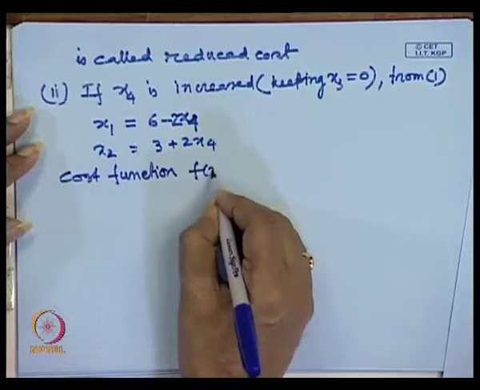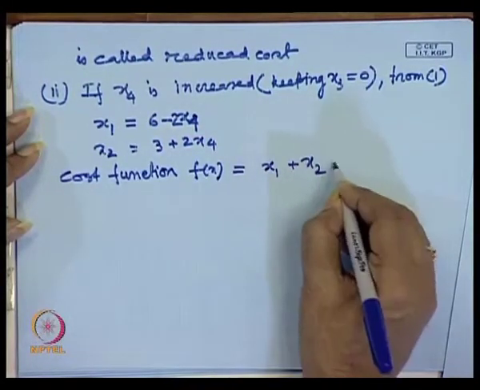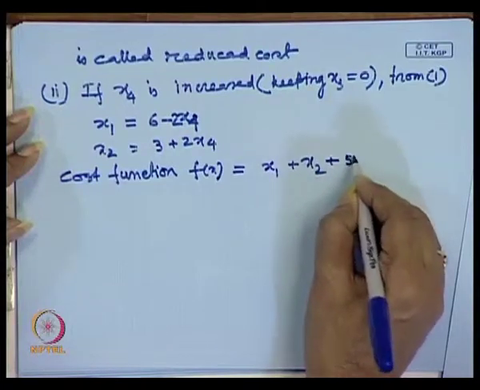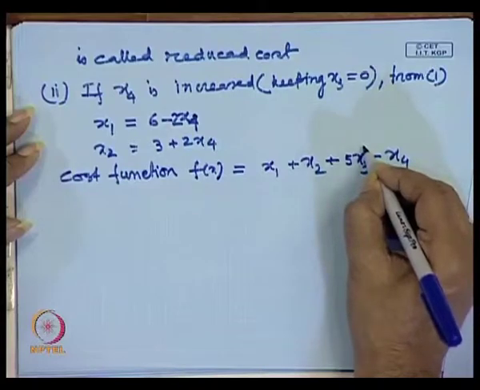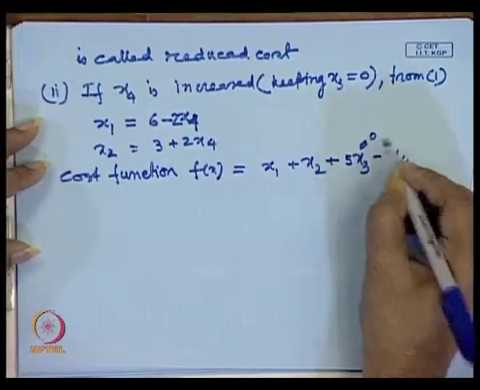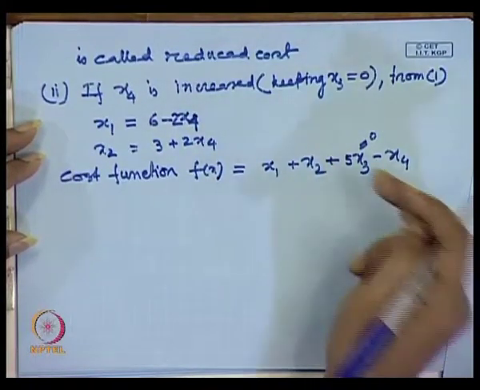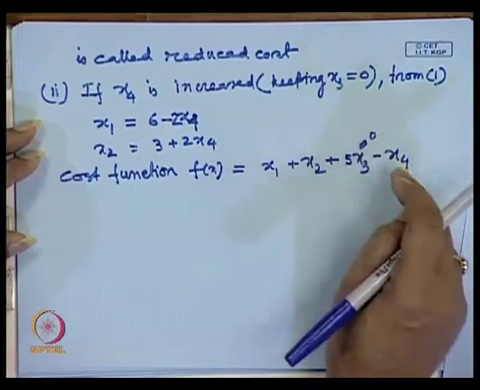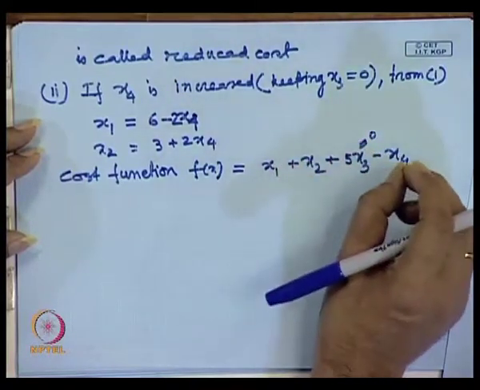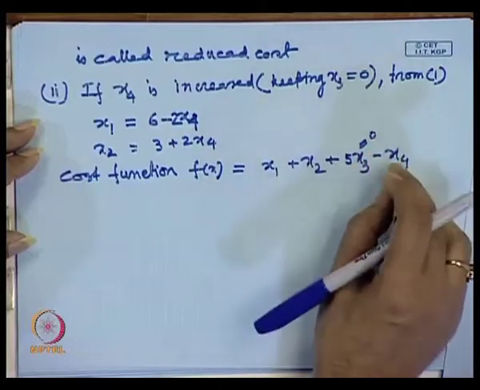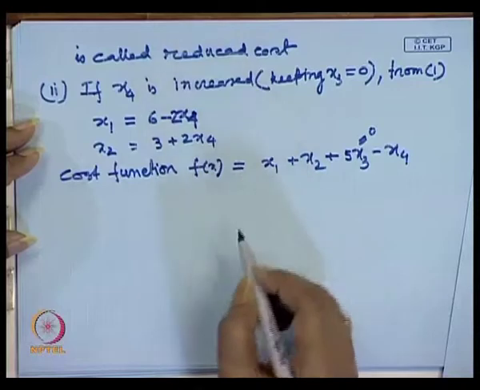f of x is equal to x1 plus x2 plus 5x3 minus x4. Now, you see our basic variable x3 we have not changed, only the x4 we have increased this value. That x4 is what is called a non-basic variable, it is not changed. That x4 is the non-basic variable, we are now changing, meaning its value is increasing, it is now entering as a basic variable.